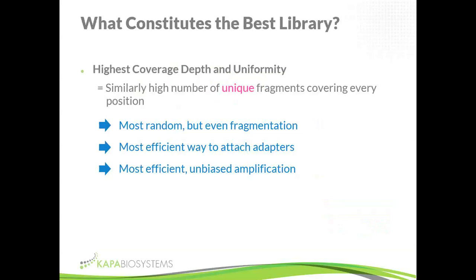And so the best library is obviously the one that has a lot of unique fragments covering every single position and a similarly high number of unique fragments for every position. So coverage depth and coverage uniformity. And to achieve this, as we consider different ways of making libraries, what is the most random but even way of fragmenting the DNA?